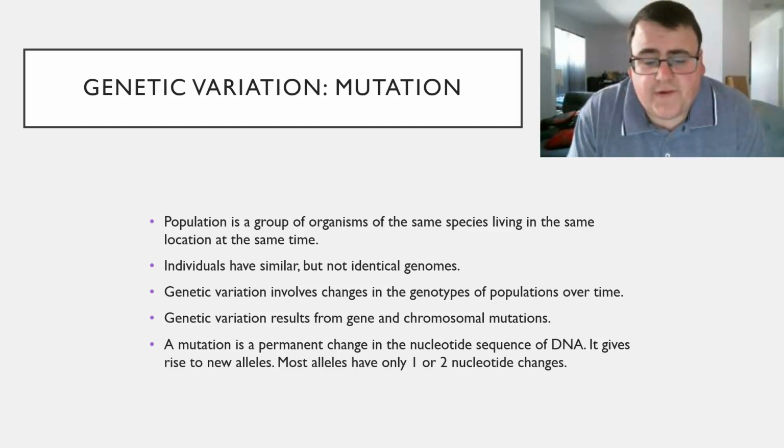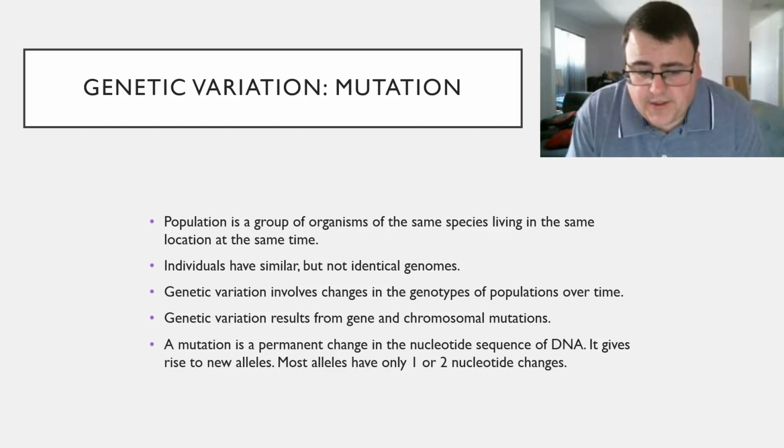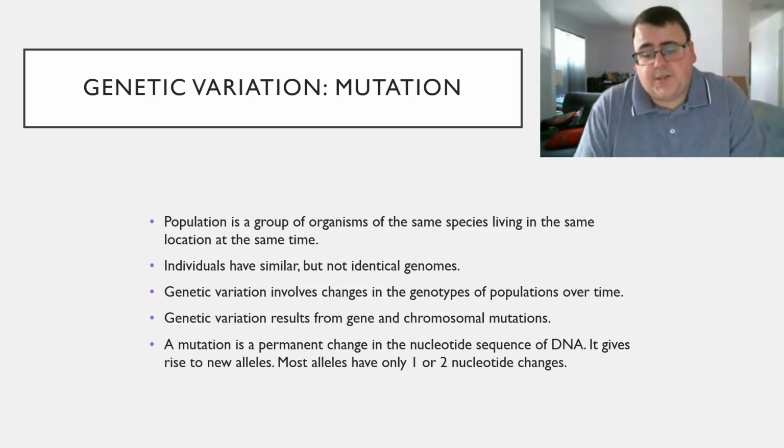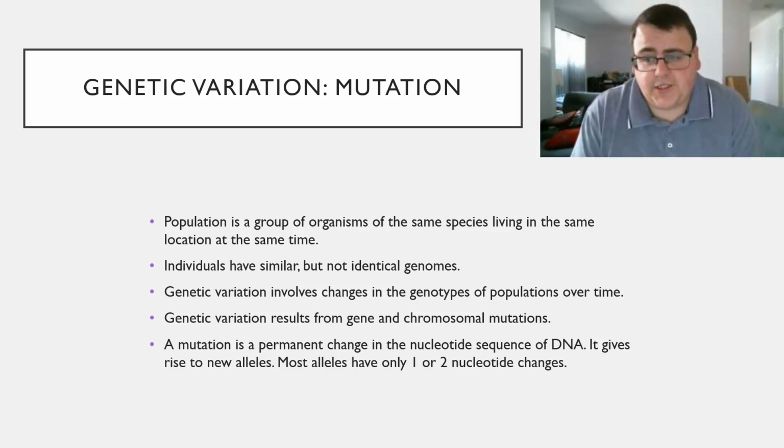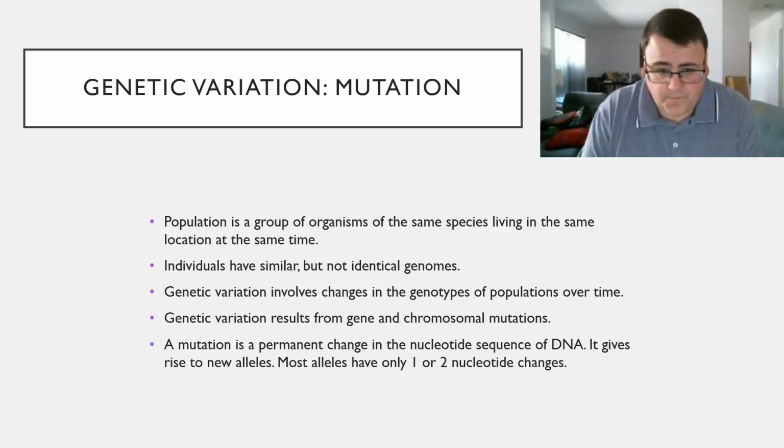Now, those genetic variations can result from gene or chromosomal mutations. A mutation is a permanent change in the nucleotide sequence of DNA that will give rise to new alleles. Now, most alleles only have 1 or 2 nucleotide changes, and the example that we normally use is sickle cell anemia, which is a 1 nucleotide change, which causes obviously a massive, drastic effect.